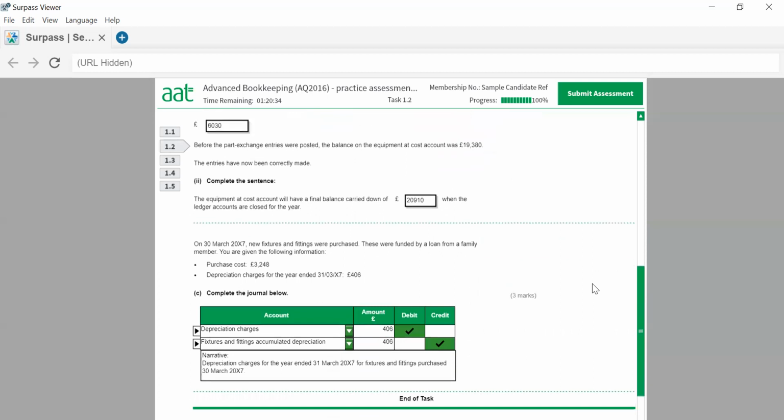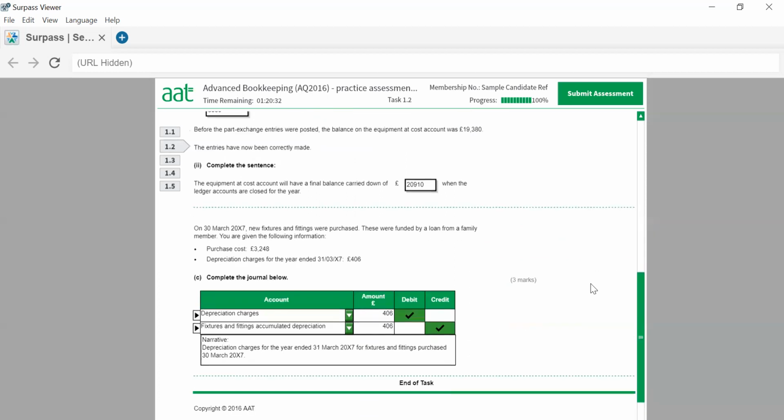Next one says on the 30th of March 20X7, new fixtures and fittings were purchased. Okay, they were funded by a loan from a family member, and you were given the following information. So the purchase cost was 3,248, and the depreciation charge for the year was 406. It says complete the journal below.